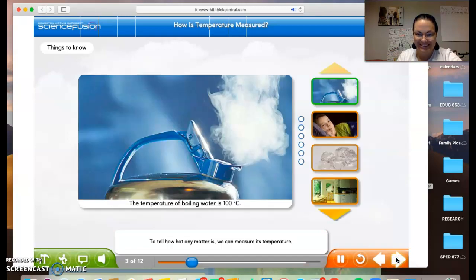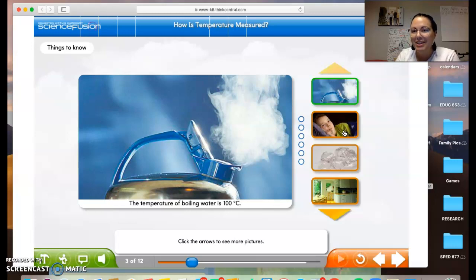To tell how hot any matter is, we can measure its temperature. Temperature is usually measured in degrees Celsius or degrees Fahrenheit. For example, the temperature of boiling water is 100 degrees Celsius. Click a picture to discover more. Click the arrows to see more pictures.